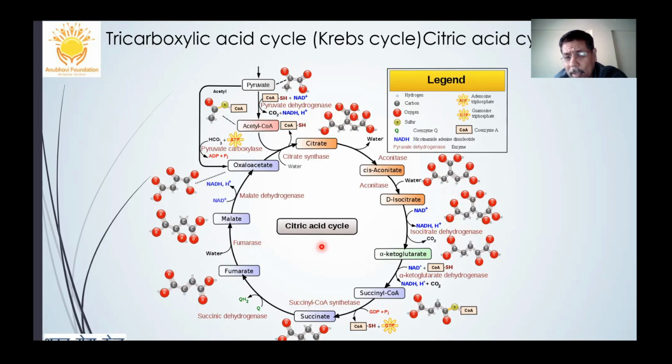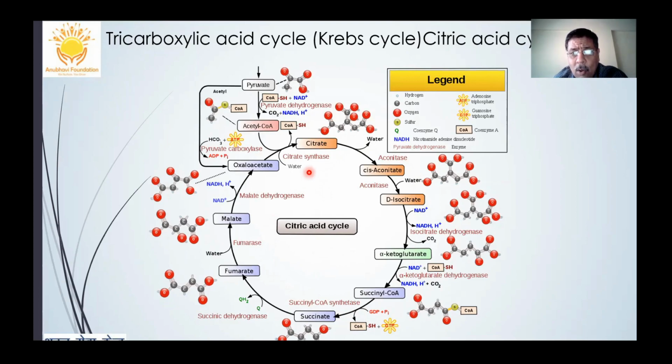And why is it called the citric acid cycle? Because the first stable compound formed is citrate or citric acid, and then it undergoes various steps in which the pyruvic acid is completely oxidized with release of energy.